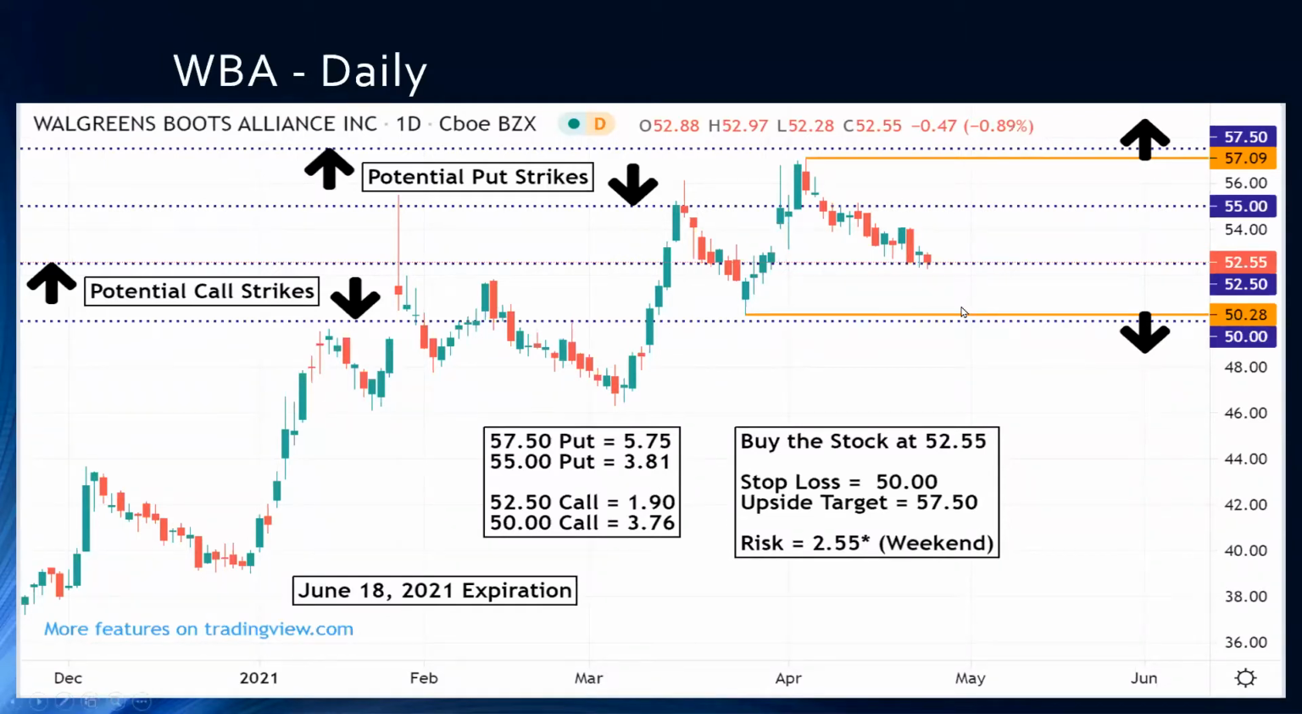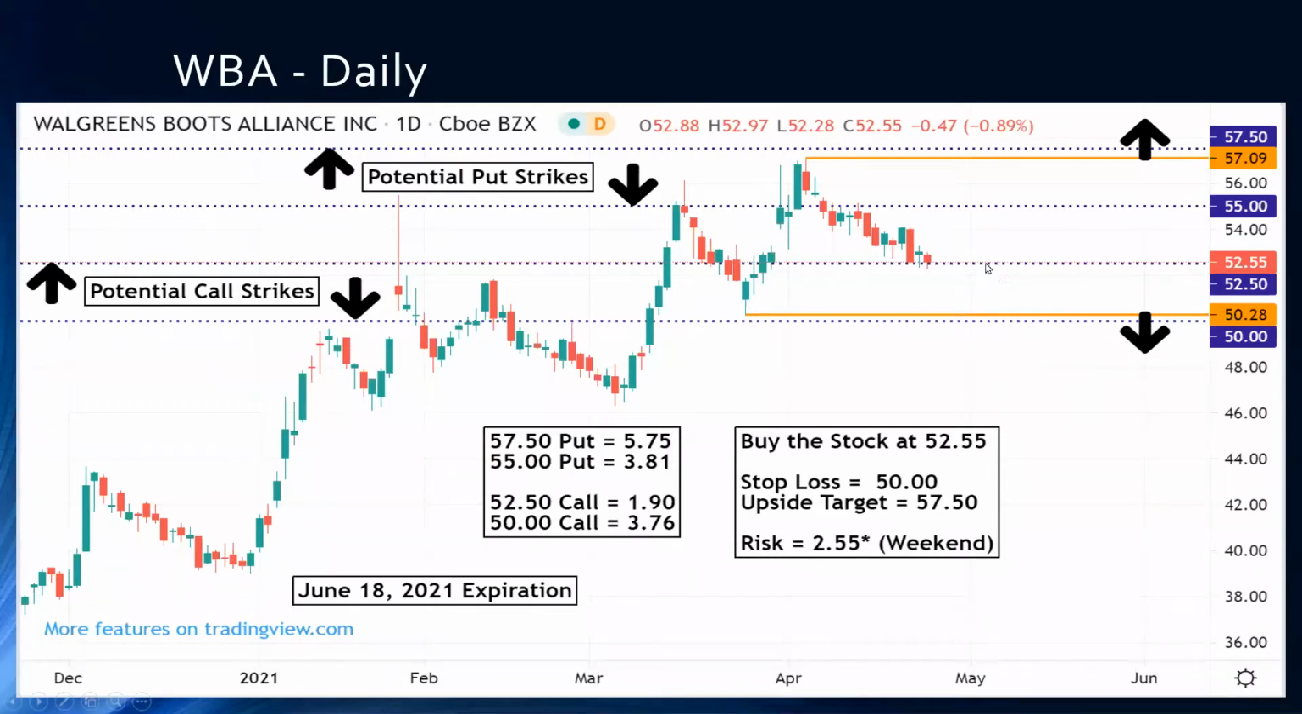If you were to purchase the $50 strike price because you're bullish, it would cost you a little more. It's $3.76. Now for the put, if you're a bear, the 55, the nearest strike price above where the market is, is $3.81, and the put at 57.50 is more. So these are the areas, if you're bearish, you would look to buy this put here, the 55 once again, or the 57.50, and you're looking for the market to get down to $50 a share.